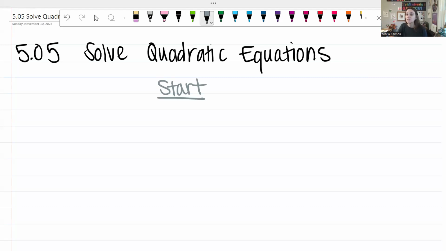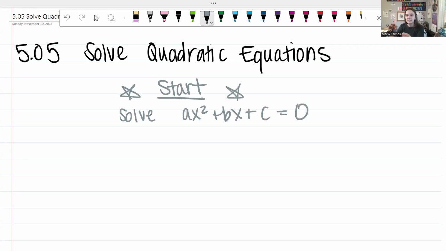So when you are starting with a quadratic, you are going to be asked to solve some ax squared plus bx plus c is equal to 0. And it may or may not be exactly in that form, but your job is to figure out what's missing. How do we get it to that form? What can we do? So where do we go from here? You're asked to solve. So the first thing I want you to look at and ask yourself is, is my b value equal to 0?